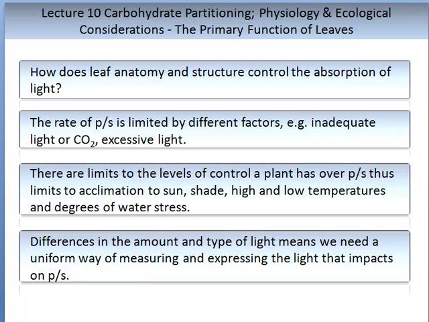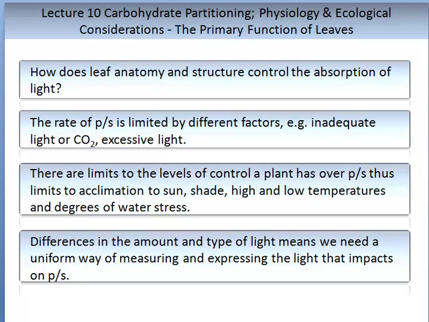So let's look at some of the primary functions of leaves. How does the leaf anatomy and structure control the absorption of light? The rate of photosynthesis is limited by different factors, for example, inadequate light or carbon dioxide, or excessive light. There are limits on the levels of control a plant has over photosynthesis, thus limits to acclimation to sun, shade, high and low temperatures, and degrees of water stress.